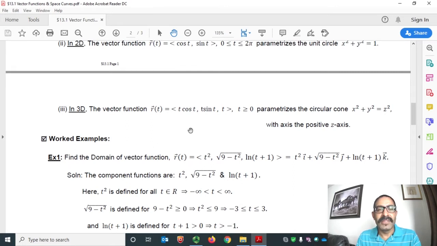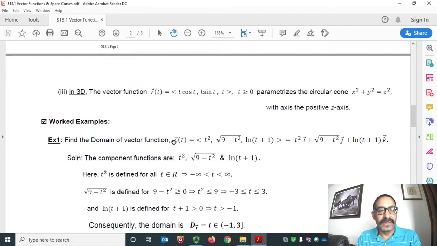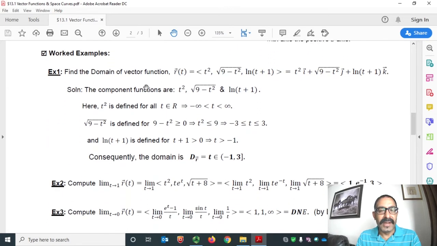Now, with this theory concept, let's do some examples. First worked example, find the domain of vector functions. The vector function is r(t) equals the components t squared, comma, radical 9 minus t squared, comma, natural log of t plus 1. Or we can write it using i, j, k, which I wrote here.